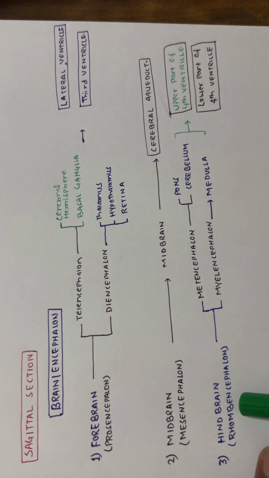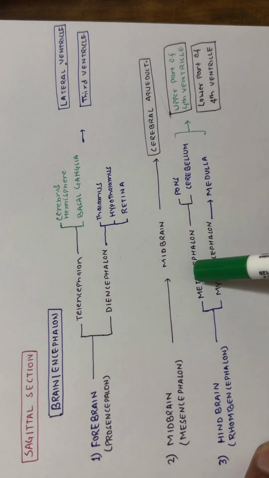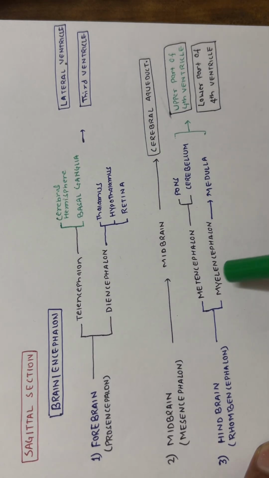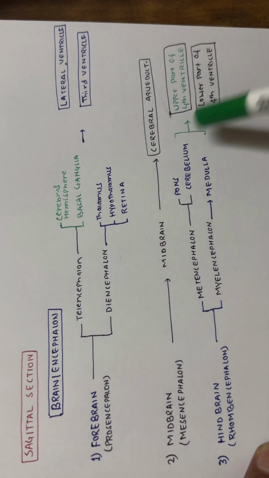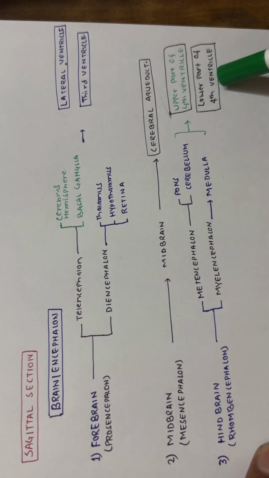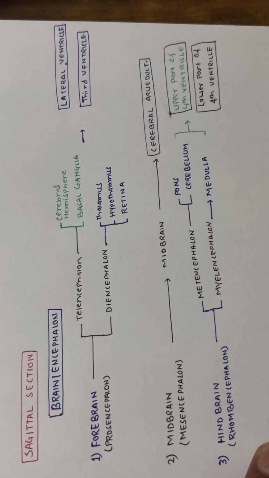The last one is the hindbrain, that is rhombencephalon. Rhombencephalon has been divided into two parts: one is metencephalon and one is myelencephalon. In metencephalon there are pons and cerebellum. We'll see in the picture. And myelencephalon contains the medulla. These two contain the upper part of the fourth ventricle and the lower part of the fourth ventricle. Now we'll see this in the picture.